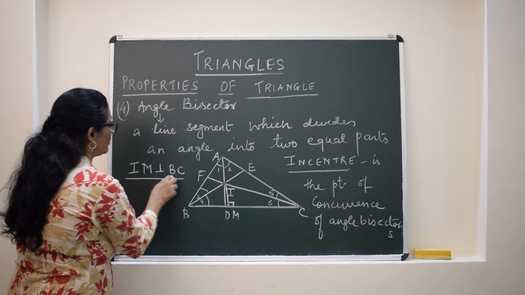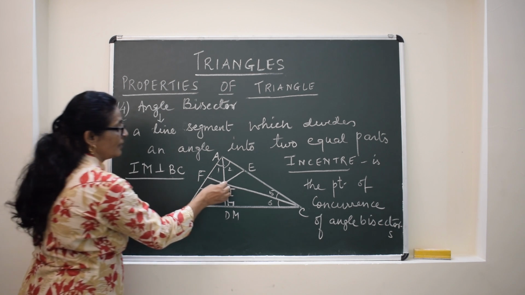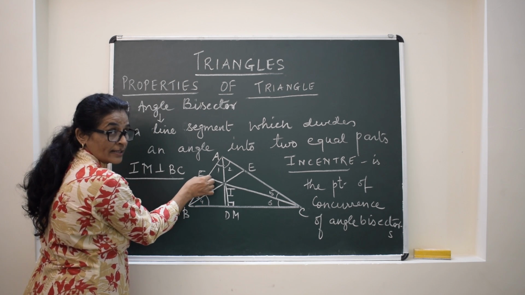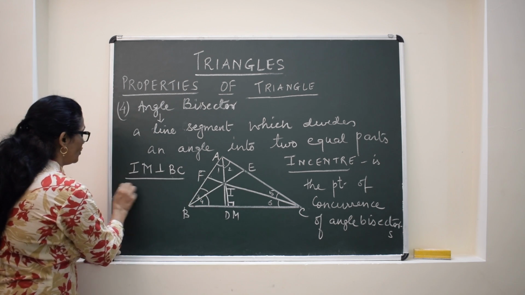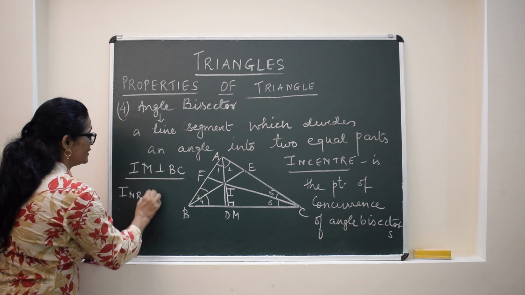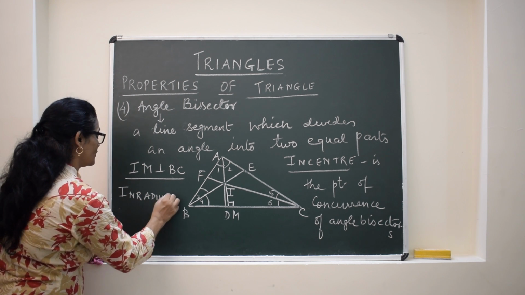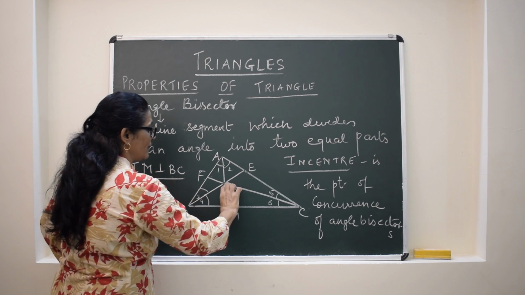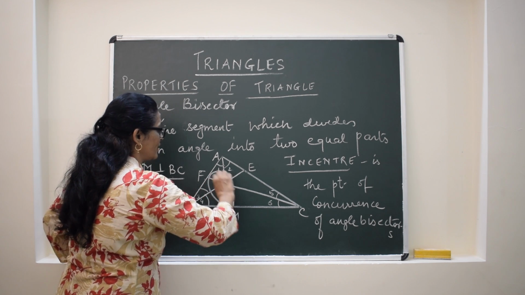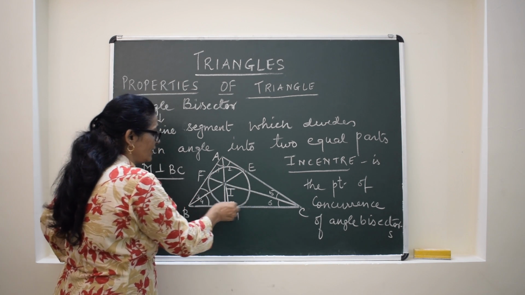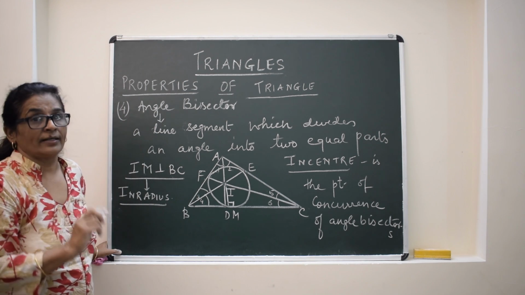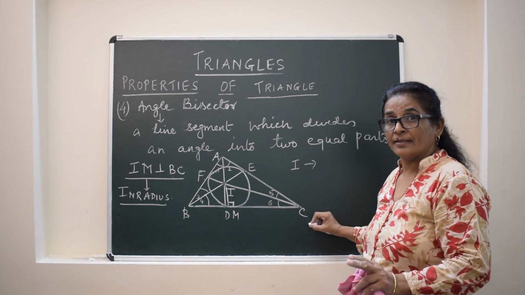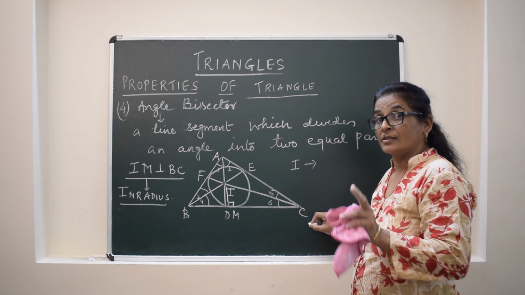All three will be called inradius. This, as I said, this perpendicular is drawn, IM. Similarly, we can drop a perpendicular from I to this side AB also. So all three will be called inradius. So here this IM is the inradius, and if you draw a circle by taking this as a radius, it will touch all three sides of the triangle. So what is the characteristic of this incenter? This incenter is equidistant from the sides of the triangle.